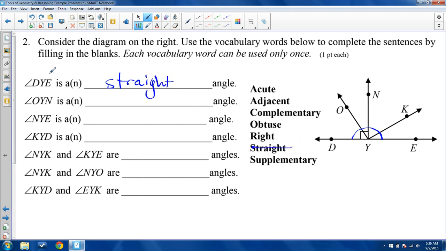Now, we name angles with 3 letters. We would not name this line DYE. We'd either name it line DY, line DE, or line YE.